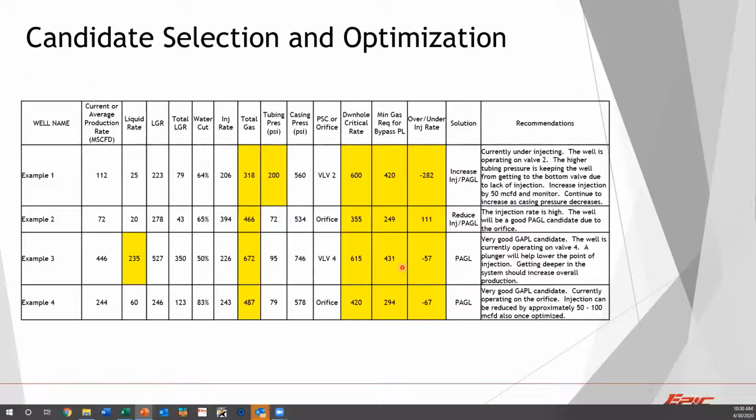It can help us greatly optimize the overall efficiency of our gas lift, as well as improve our lifting points. My last example, 244 MCF, making pretty good fluid, total gas rate of 487. My downhole critical rate is 420, so I'm very close. But again, I only need to have 294 MCF of gas in order to be able to make my system operate. So I'll be able to actually reduce my injection rate and really optimize this system and lower my total gas rate requirement by about 100 MCF. So lots of benefits for taking a look at it.